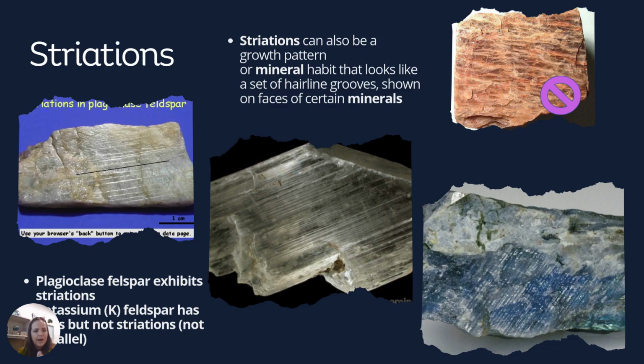Striations are a growth pattern or mineral habit that creates scratches within the internal structure of the mineral. You can see all those lines in each of the photographs, with the exception of the one at the top right. All of those lines are parallel to each other, they look like hairline grooves, and those are our striations. The easiest way to see them is to turn the mineral and try to see it reflected in the light. If it contains the striations, this is plagioclase feldspar. If it does not, this is potassium feldspar. The top right photo is an example of what potassium feldspar looks like.